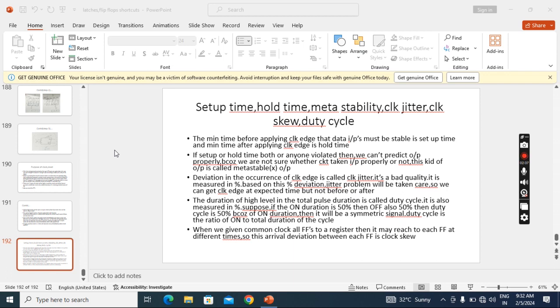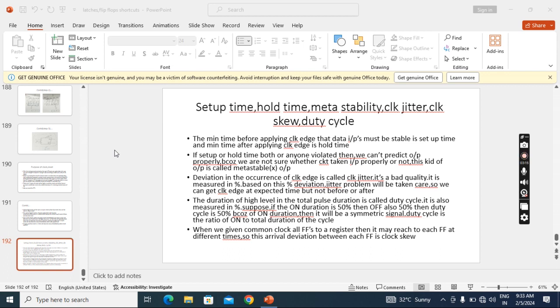And coming to the duty cycle, suppose we take a clock cycle. It can contain an on duration and an off duration. The total duration of on time divided by the total duration of the pulse will give the duty cycle. It is also measured in percentage. So the duty cycle is the percentage of on duration in the total clock cycle.